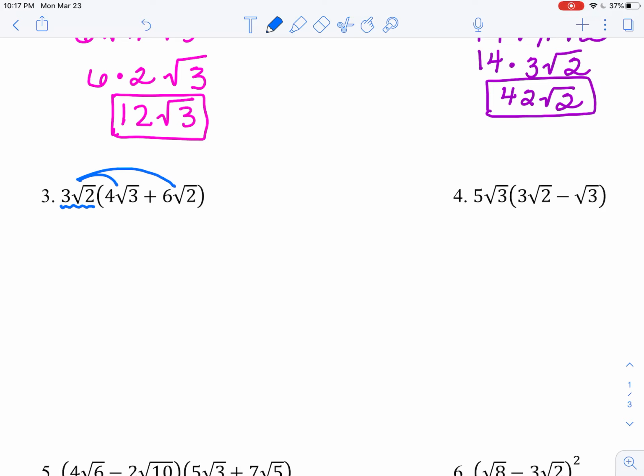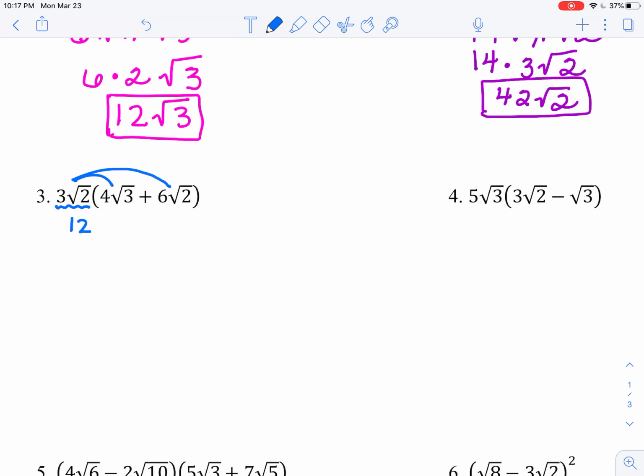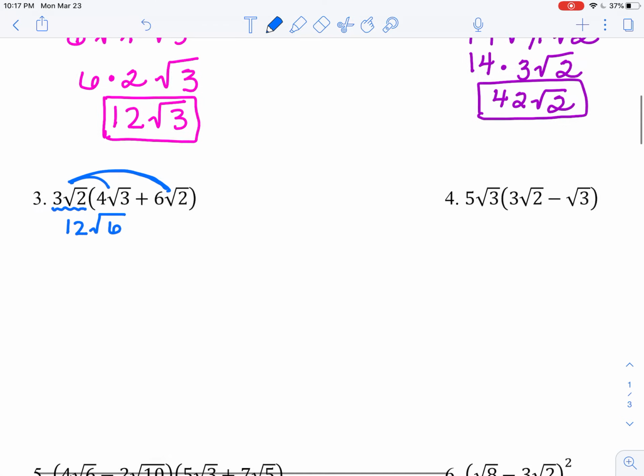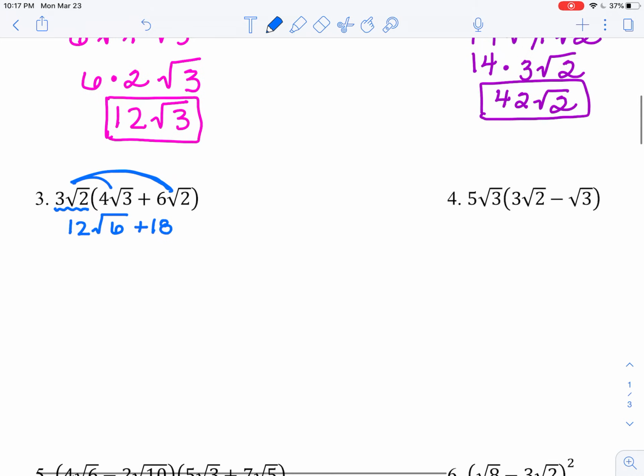So when I multiply 3 root 2 times 4 root 3, I multiply the outside numbers together. 3 times 4 gives me 12. Multiply the numbers under the radical. So 2 times 3 is 6. When I distribute now to the second term, 3 times 6 on the outside gives me 18. And underneath of the radical, square root 2 times square root 2 is square root 4.